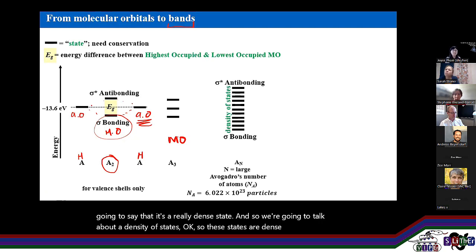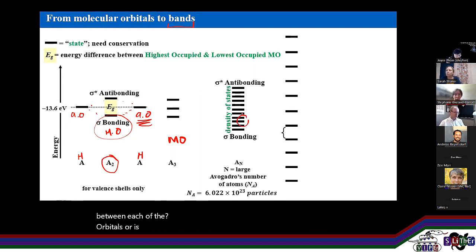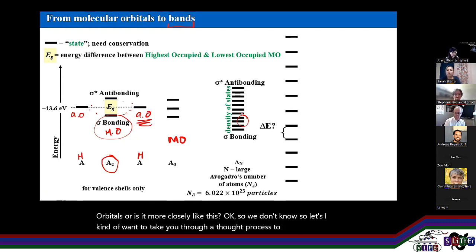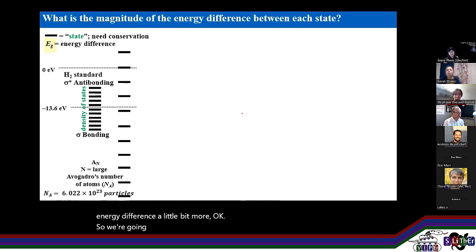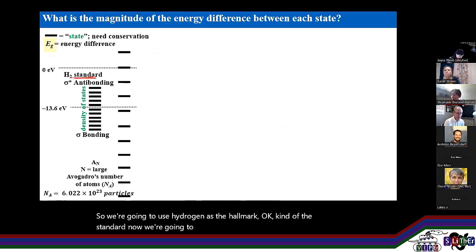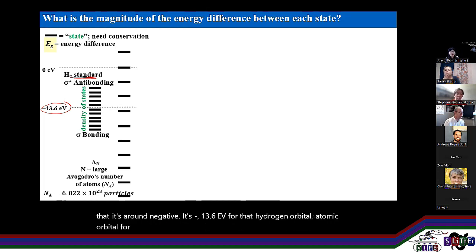But then the question becomes, how dense are they? Are they spread out like this, with these energy differences between each of the orbitals? Or is it more closely spaced like this? Okay, so we don't know. I want to take you through a thought process to understand this energy difference a little bit more. We're going to use hydrogen as the hallmark, kind of the standard. We know that's around negative 13.6 eV for that hydrogen atomic orbital when we're making a hydrogen molecule.